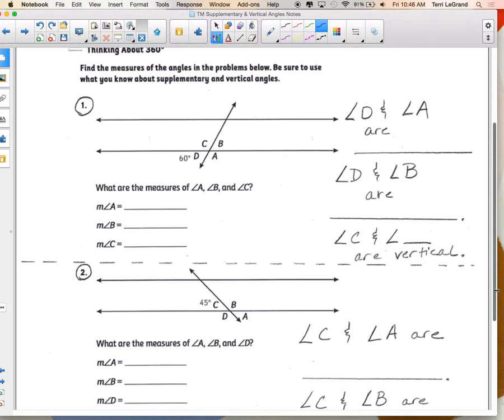So supplementary angles, we've got to remember they add up to 180. Vertical, they're equal to each other. So we're going to use those relationships to help us find all these missing angle measures. First of all, over here off to the side, I want us to identify what relationship angle D and angle A have. Are they the supplementary relationship or the vertical?